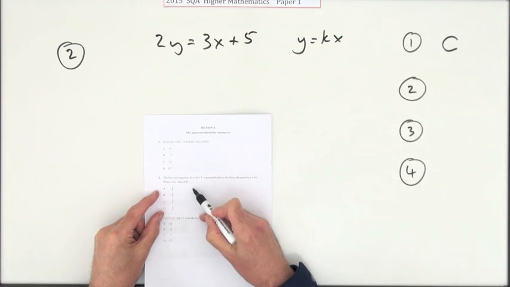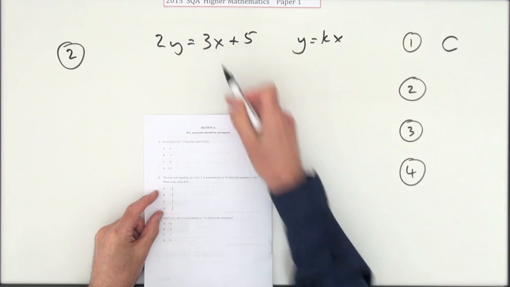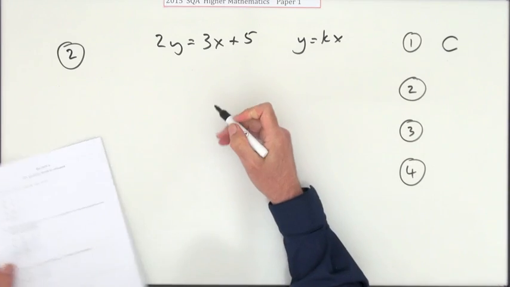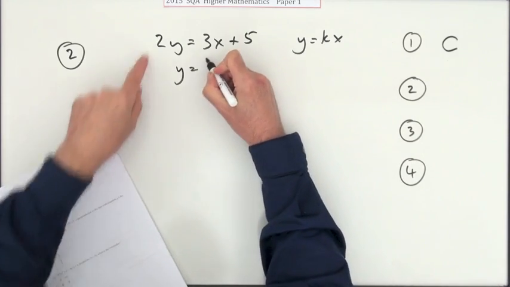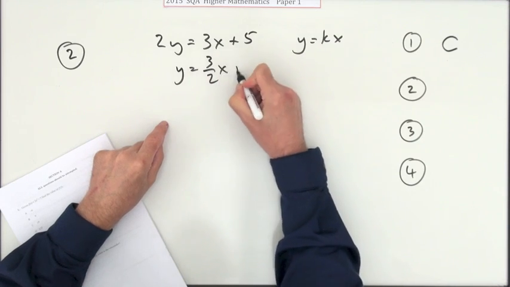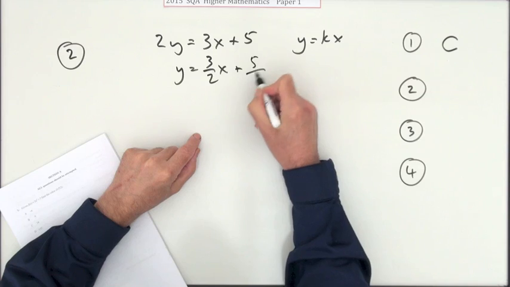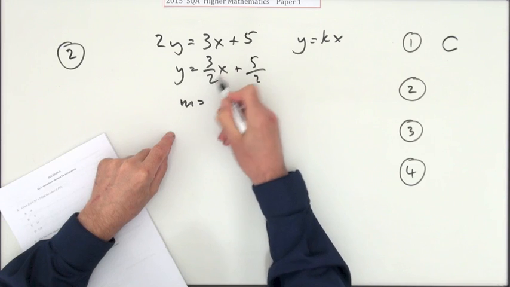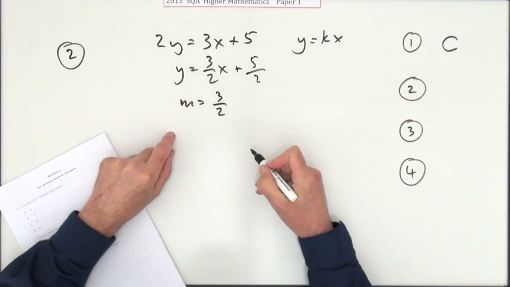Number 2. The line with the equation 2y equals 3x plus 5 is perpendicular to this one, so what's the gradient of this one? Well, this line, rearrange it, divide everything by 2, though you only really need to divide this bit by 2, so I'm not interested in that really, because that will isolate the gradient as being the coefficient of x, so the gradient's 3 upon 2.